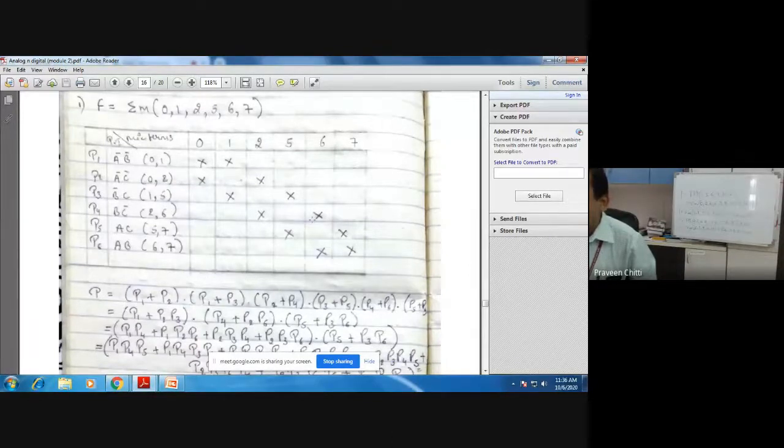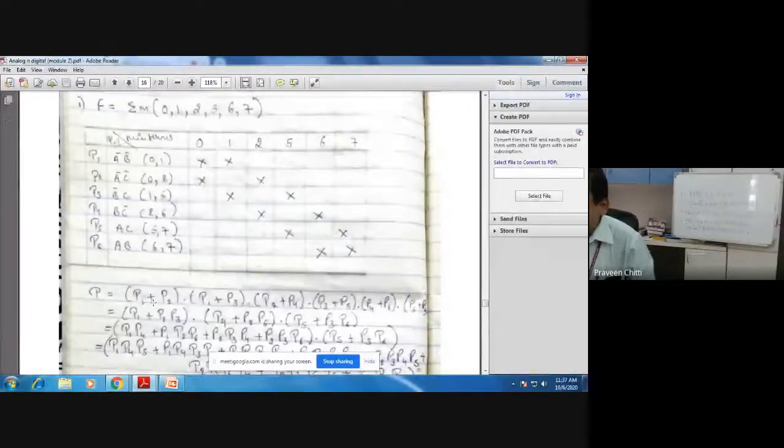For that, what you have to do is take the OR operation of 2 consecutive prime implicants: P1 or P2, then P2 or P3, P3 or P4, P4 or P5, and P5 or P6. You should take the OR operations of the 2 consecutive prime implicants, and then you need to take the AND operation of all.